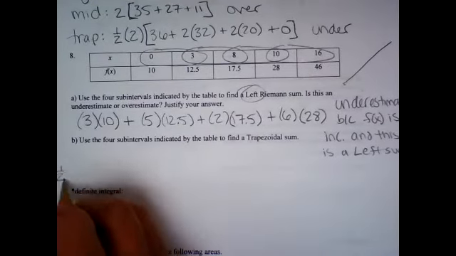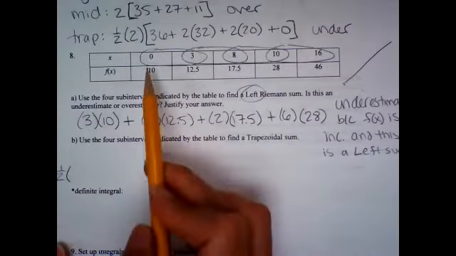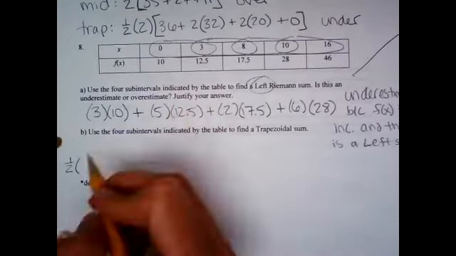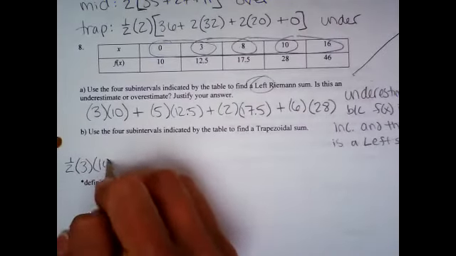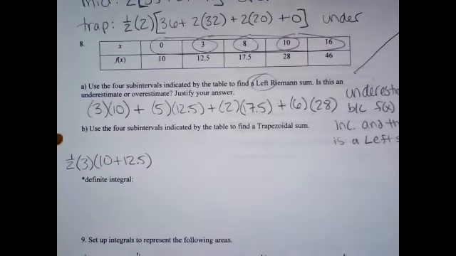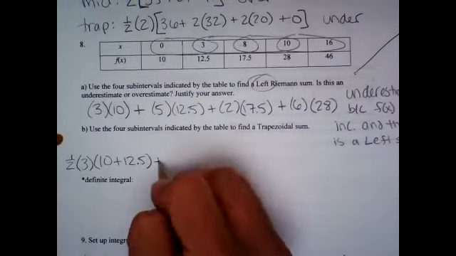Here we go. 1/2 times the height. Again, they're on their sides, so the height is the length of the subinterval. So the first one will be 3. And then you add the bases together. So 10 plus 12.5. 1 down, 3 to go.